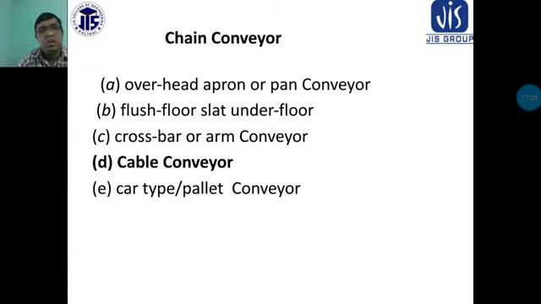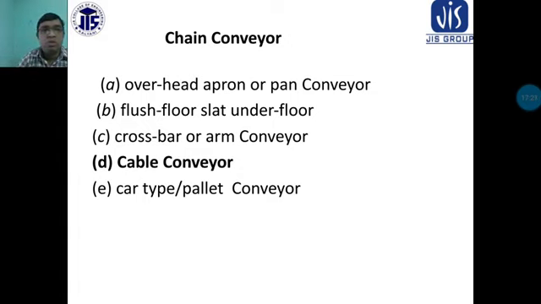Another thing: if there is a somewhat long distance in your plant, you can use this type of cable conveyor and easily transfer your materials. You only put up the materials at one station, and at the other end they are taken off. Suppose this cable conveyor is used between two hills only.